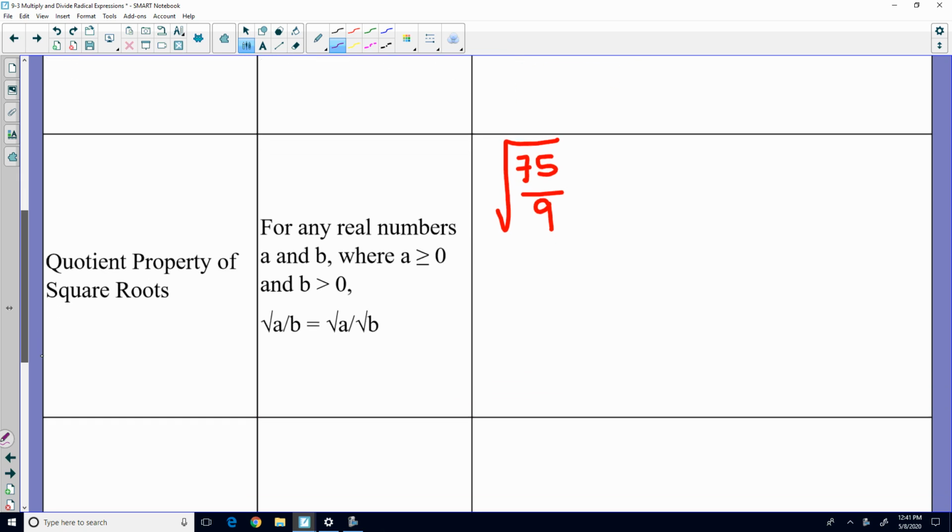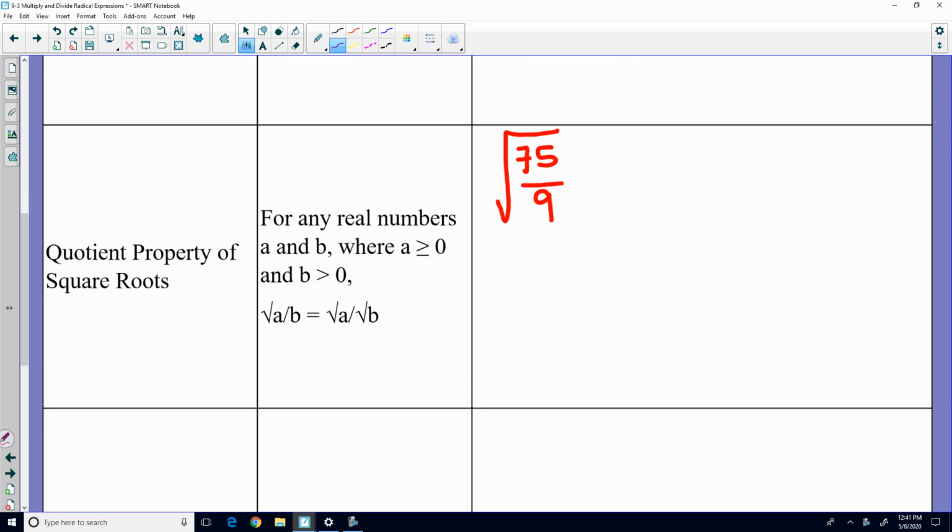So we looked at multiplying earlier. Now we are going to do dividing. So this is called the quotient property of square roots. Quotient means division, okay? And so for any real numbers a and b, a has to be greater than or equal to 0, b has to be greater than 0, we divide. So let me give you an example.